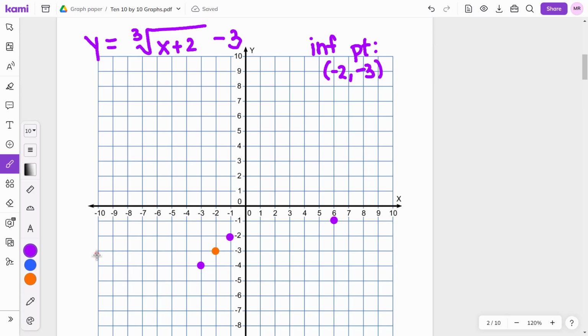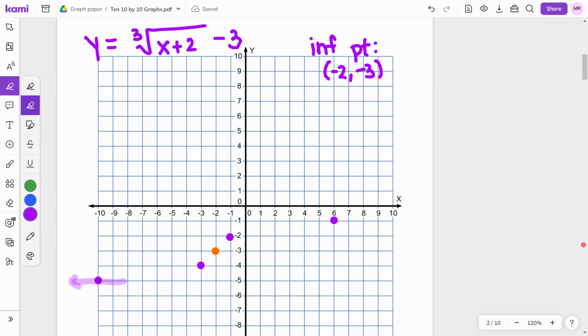So the cube root of a negative 8 is negative 2. And I'm going to draw my graph. So again, it is like half of a square root that opens down and left, and then it changes to half of a square root that opens up and right. And that is your graph.